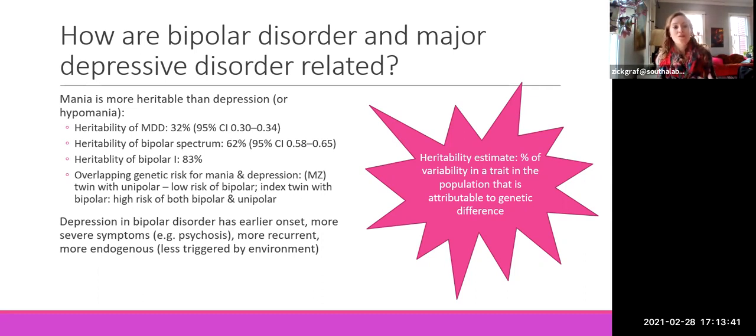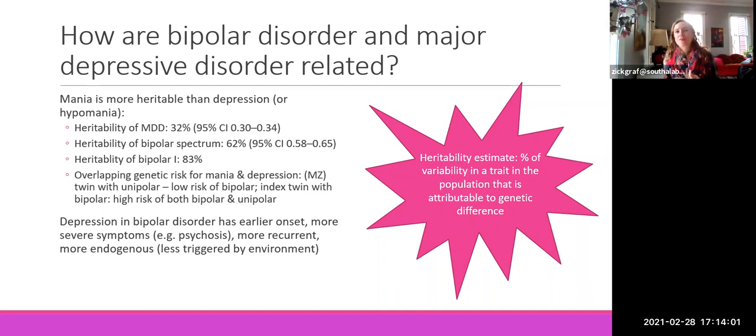However, if you have a twin who has bipolar disorder, you're at elevated risk for both bipolar disorder and unipolar major depression. So the genetic risk for bipolar disorder is the same as the genetic risk for major depression plus extra genetic risk.